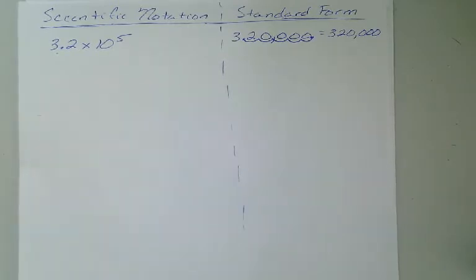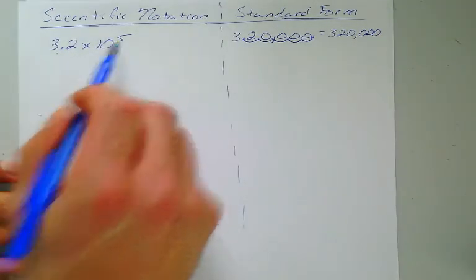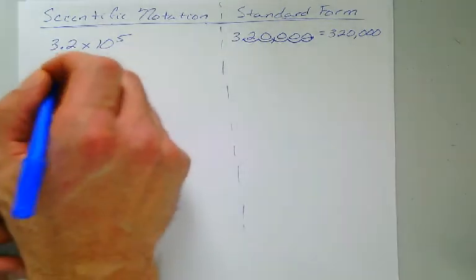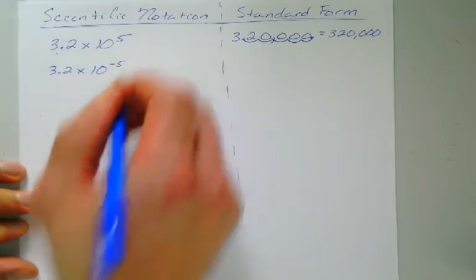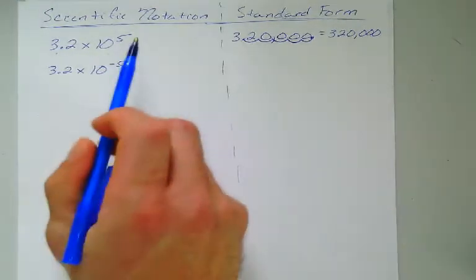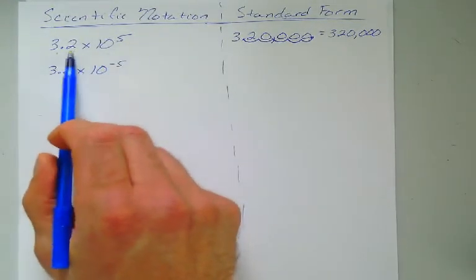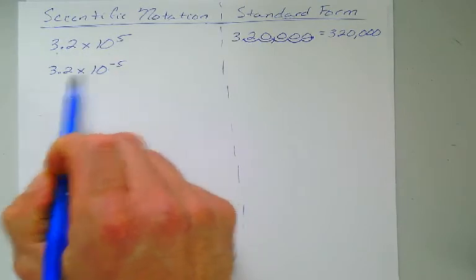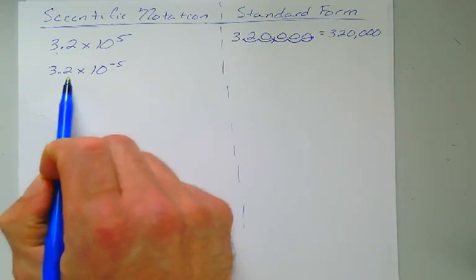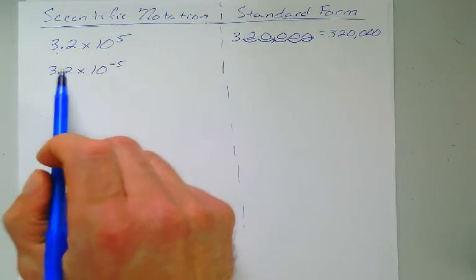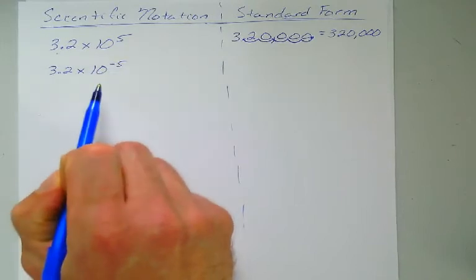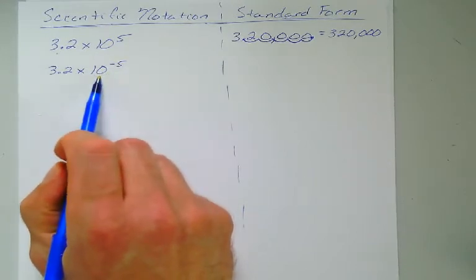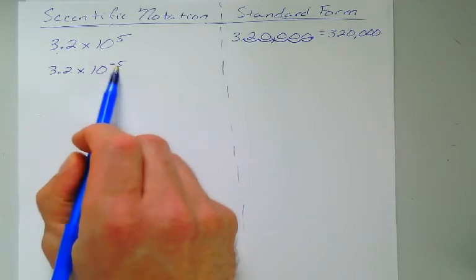Now this one had a positive power of 10. What if we have a negative exponent? Say we had 3.2 times 10 to the negative 5th. Well, a positive exponent meant a bigger number. Negative exponents mean a smaller number, and they normally mean decimal values. So if we're going to multiply 3.2 times 10 to the negative 5th power, what we need to do is move the decimal point left 5 places.